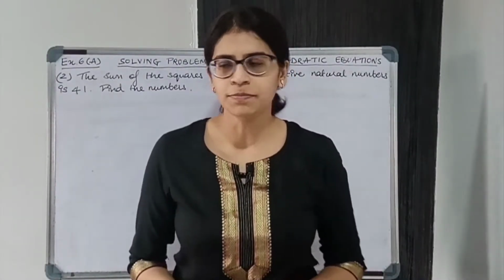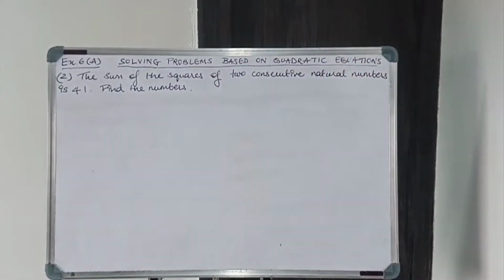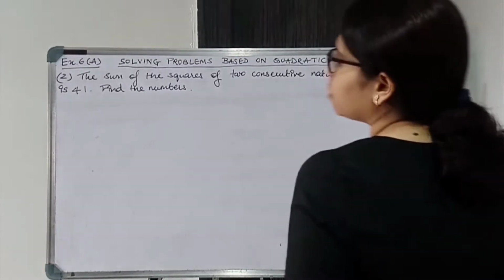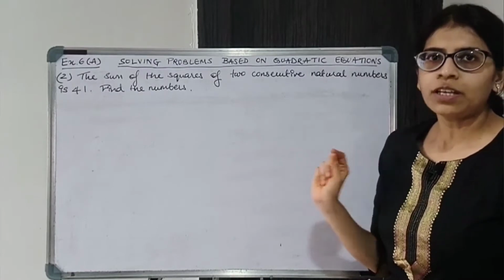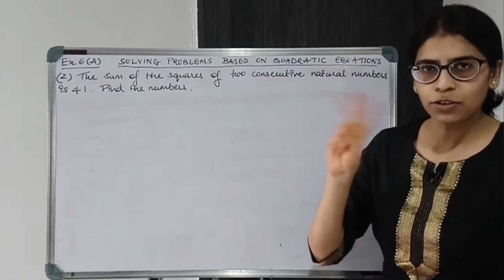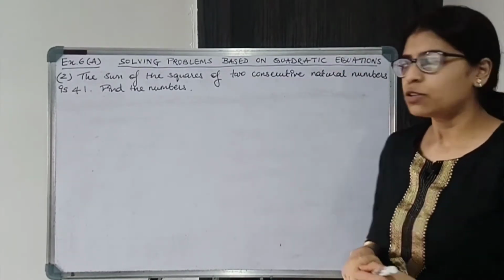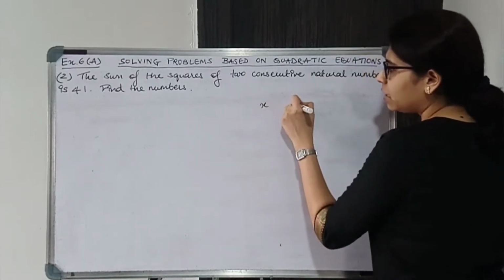Question number 2. The sum of the squares of two consecutive natural numbers is 41. Find the numbers. Now there are two consecutive natural numbers. Okay, so two consecutive मतलब two back to back, one after the other. Okay, so you will take x and x plus 1.